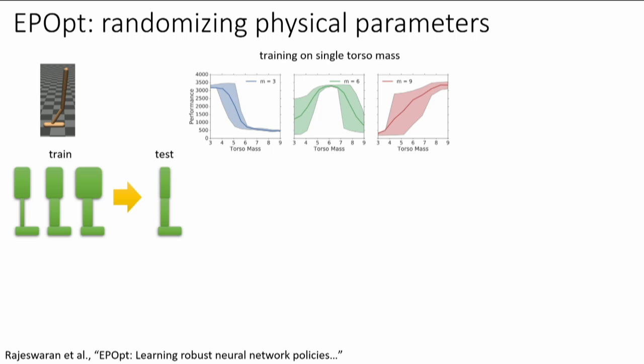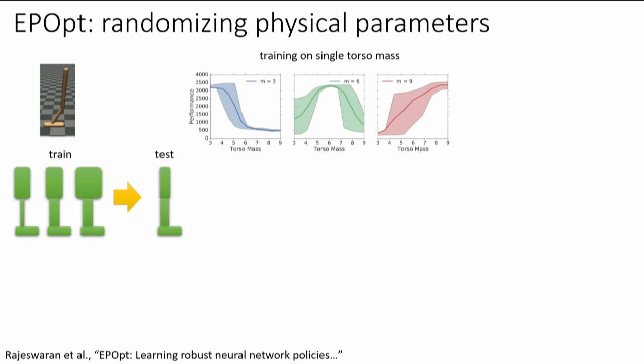So we can analyze this a little bit. What these graphs are showing, it takes a second to take this in. Each graph shows the performance of a policy trained for a single mass. This one is for a mass of 3, this one for a mass of 6, and this one for a mass of 9. And what it's showing is the performance of that policy for different masses at test time. So the x-axis is the test time mass, and the y-axis is the reward.